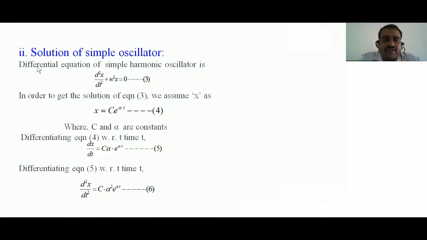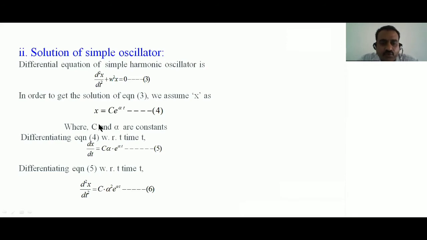So, the solution of the differential equation of the simple harmonic oscillator, the same equation 3. In order to get the solution, this is not a perfect solution, just let x is equal to c e to the power alpha t. This is equation number 4. This is the assumed solution, x is equal to c e to the power alpha t, where c and alpha are constants.